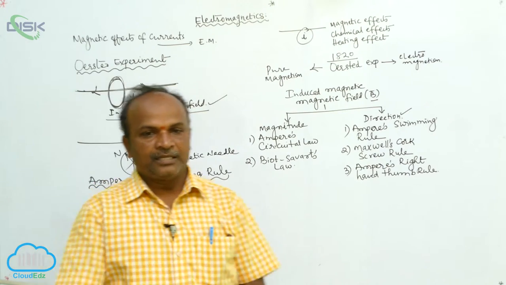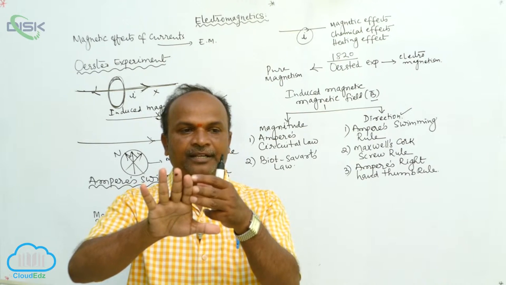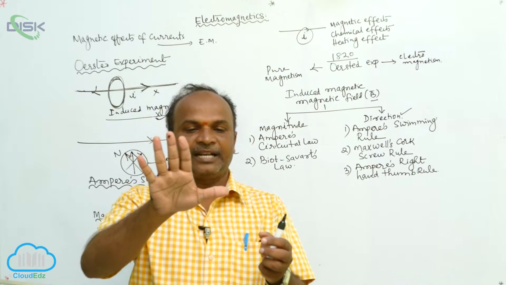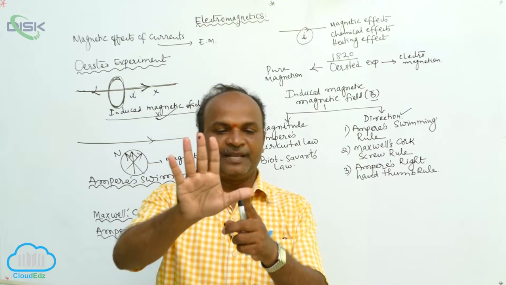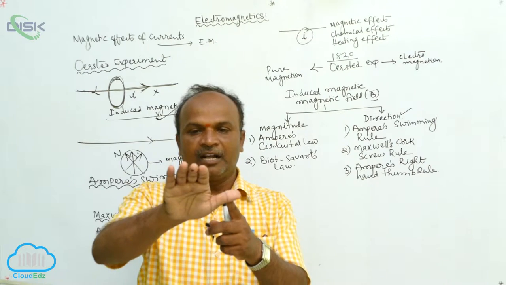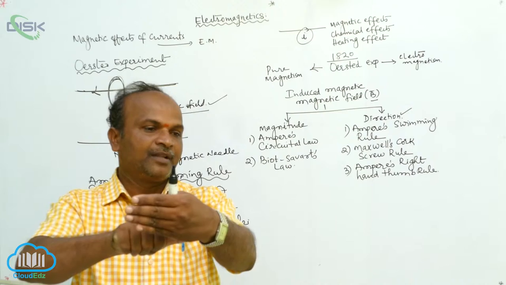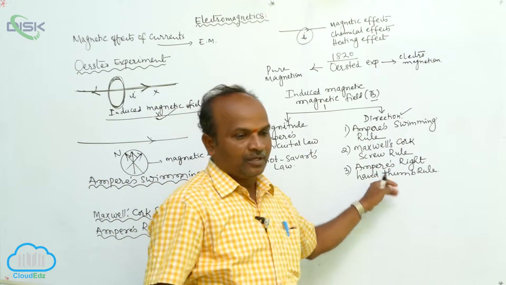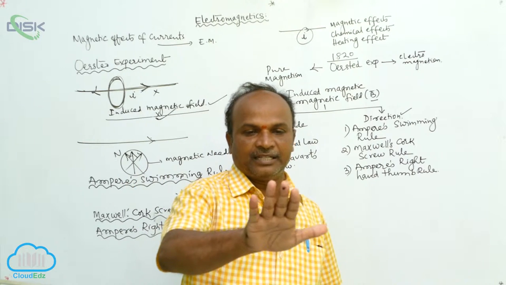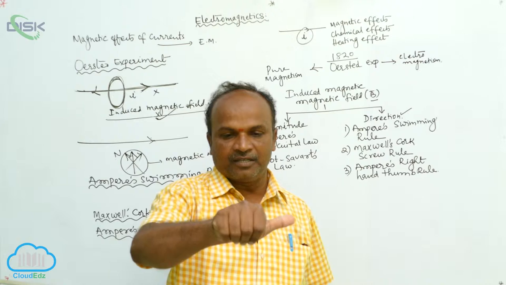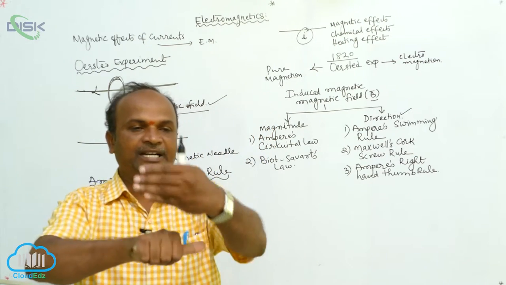Now, this is the right hand, this is the thumb, these are the remaining four fingers. If the right hand thumb is placed in the direction of current, suppose the current is like this, then the curl of the four fingers gives the direction of the magnetic field. If the current is passing like this, and the right hand thumb is placed like this, then if we fold the fingers, the curl of the four fingers gives the direction of the magnetic field.